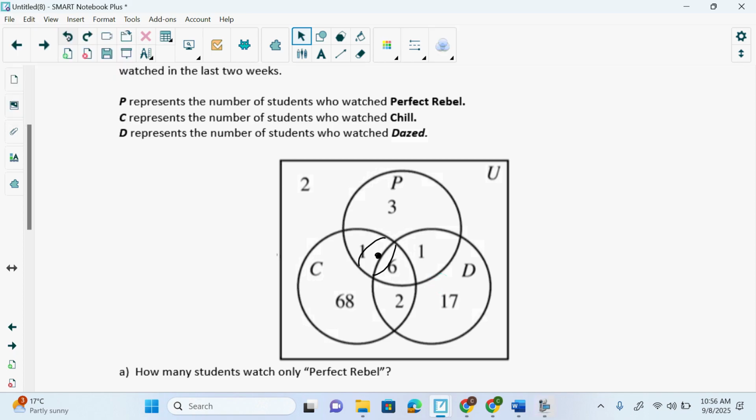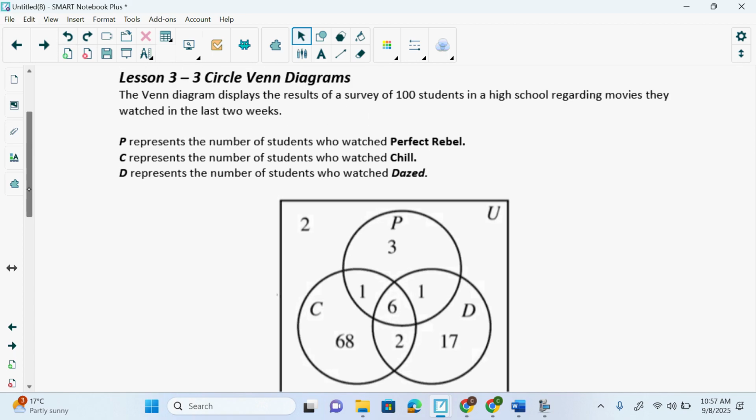Anyways, we still follow 'and' as eyeballs. We still follow 'or' as snowmen. It will help you way more in a 3 circle to remember the shapes. Okay? So here it says, the Venn diagram displays the results of a survey of 100 students. So I'm going to put 100 out here.